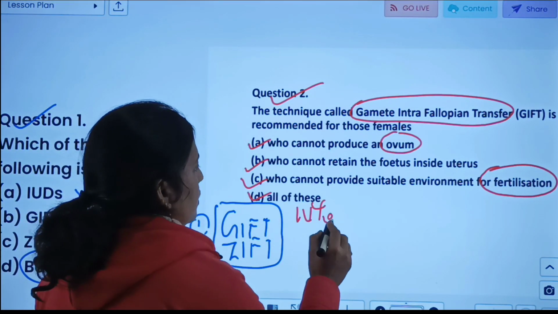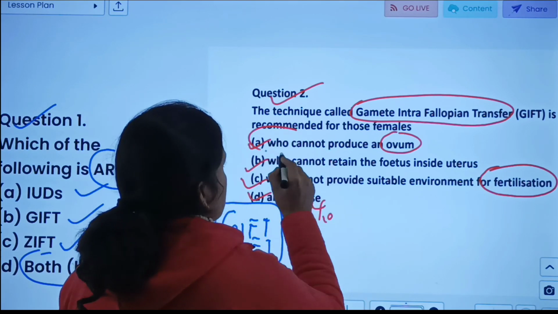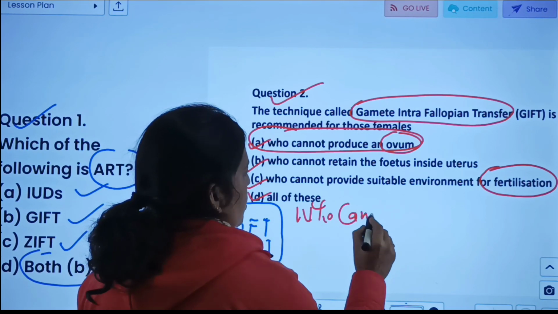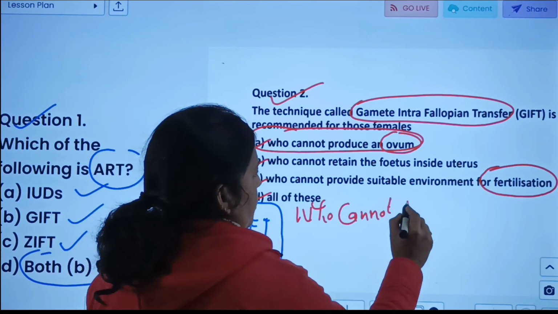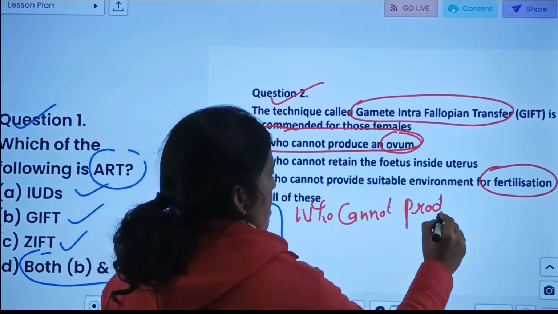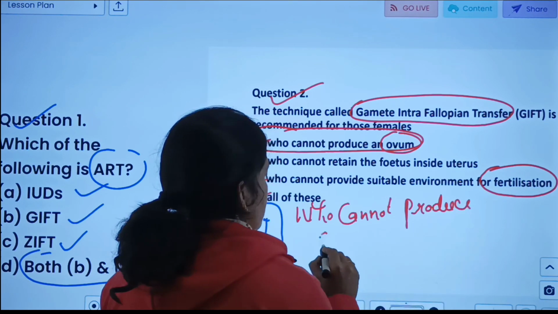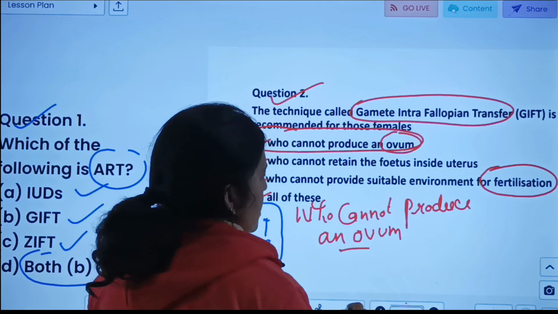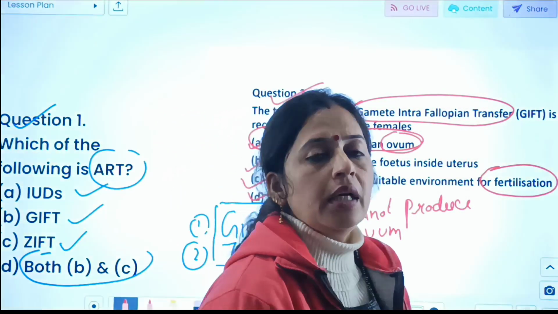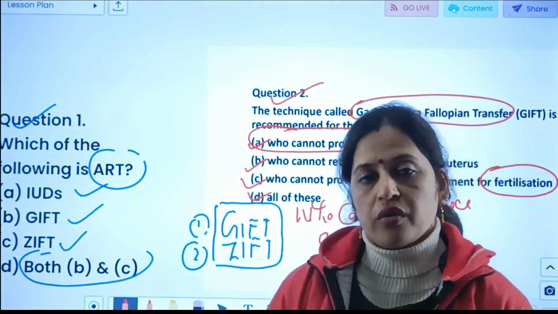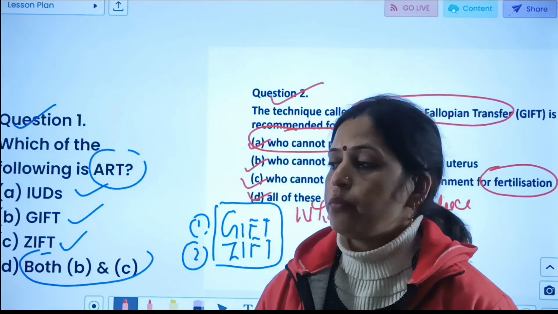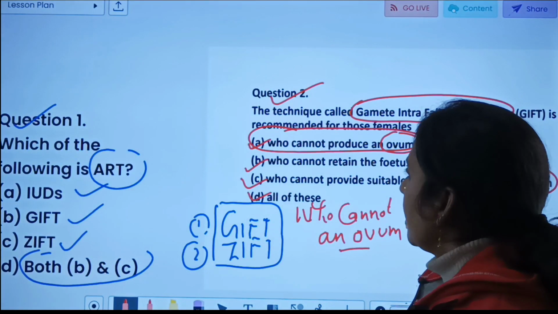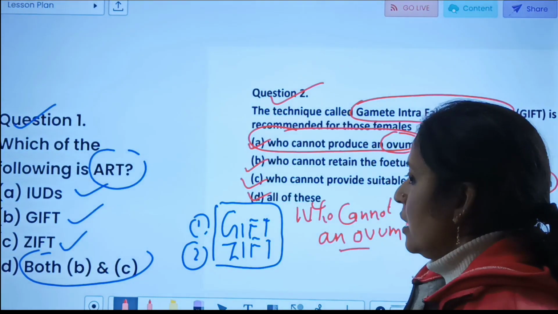who cannot produce an ovum. So this is the right answer for the gamete intrafallopian transfer. That means those females who cannot produce an ovum. So this technique is applicable for those females.